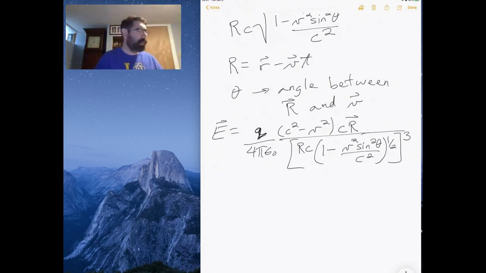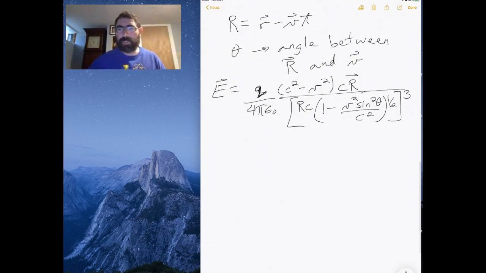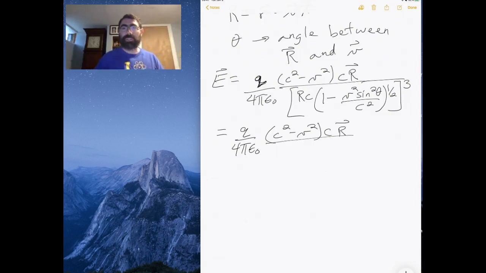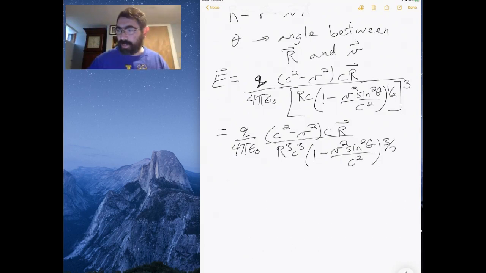Okay, so all we've done is rewrite the electric field in terms of different coordinates, and now I can rewrite this a little bit more as q over 4 pi epsilon naught, c squared minus v squared times c times r, so the numerator doesn't change at all, and I can then factor out and get r cubed c cubed times 1 minus v squared sine squared theta over c squared to the 3/2 power.